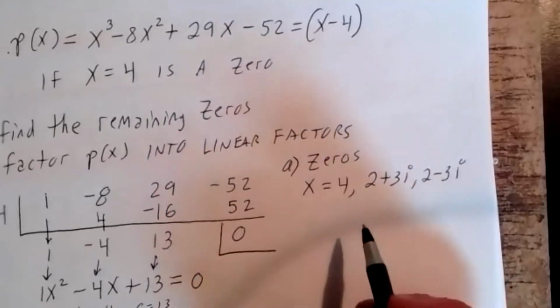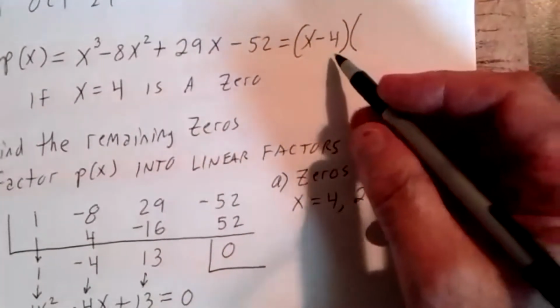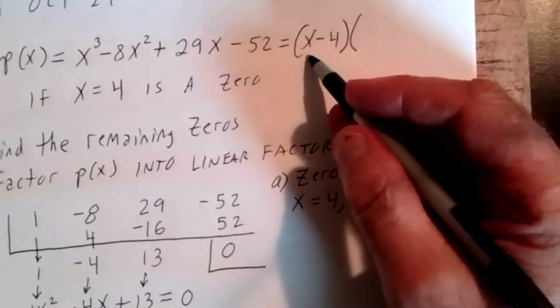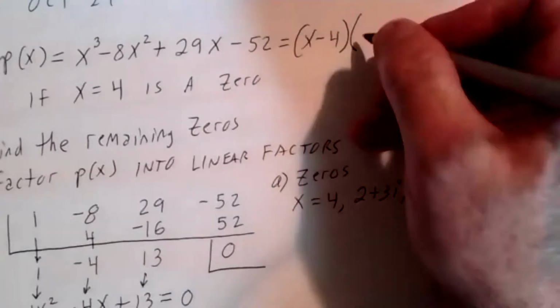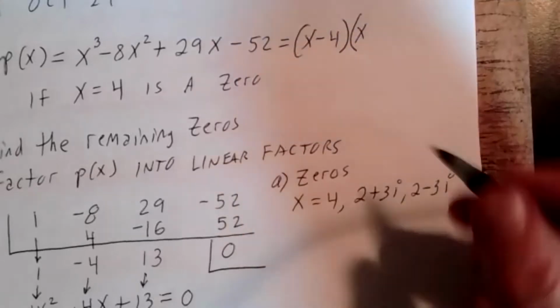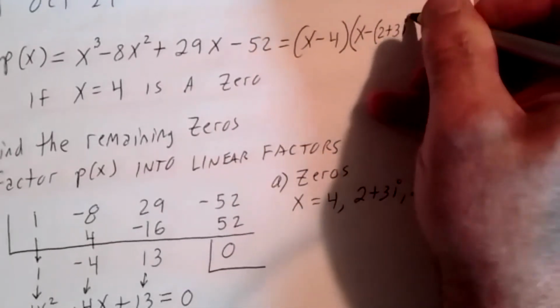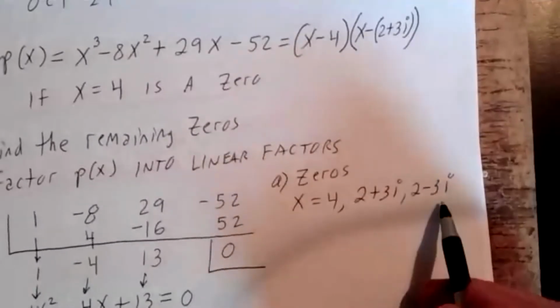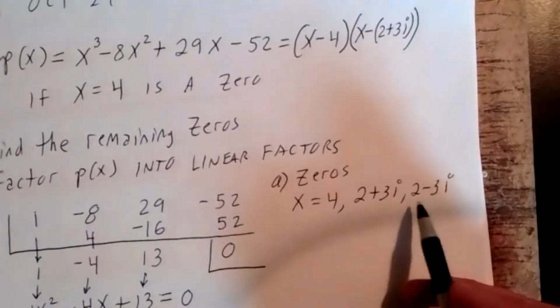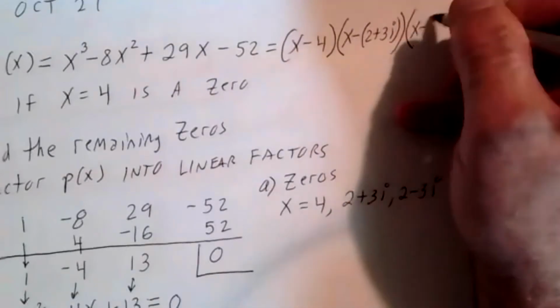Now that we have all the zeros, we can write this in completely factored form. So this will be part B. This function P of x factors down into x minus 4. If 2 plus 3i is a 0, then x minus (2 plus 3i) must be a factor by the factor theorem 2 days ago. And if 2 minus 3i is a 0 by the factor theorem, x minus (2 minus 3i) must be a factor.